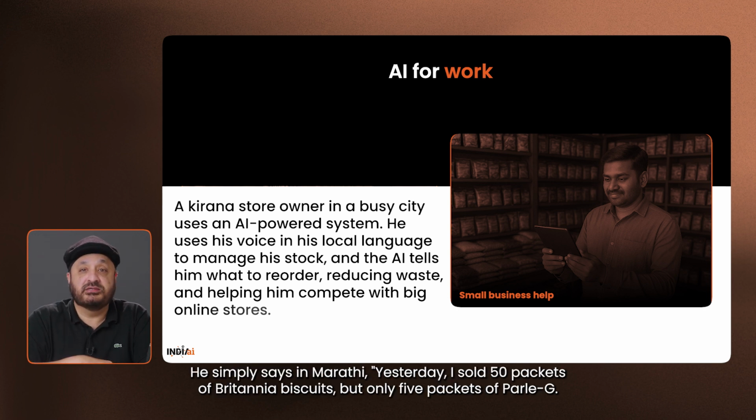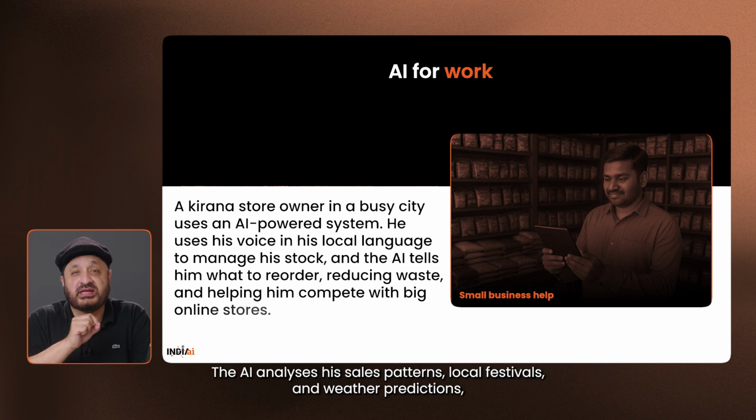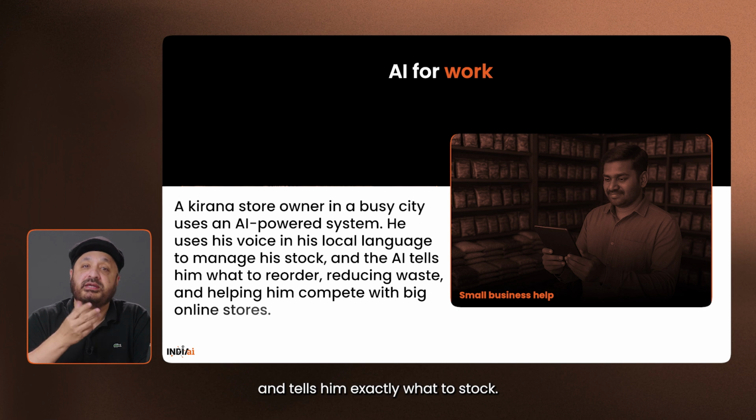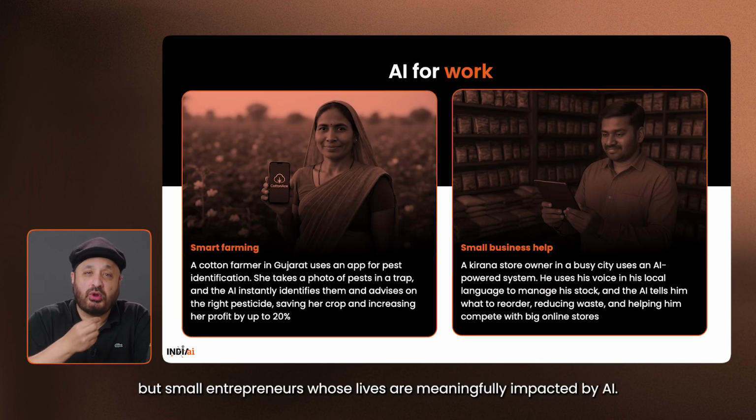He simply says in Marathi, "Yesterday I sold 50 packets of Britannia biscuits, but only 5 packets of Parle-G. What should I order tomorrow?" The AI analyzes his sale patterns, local festivals, weather predictions, and tells him exactly what to stock. These are not big tech companies, but small entrepreneurs whose lives are meaningfully impacted by AI.